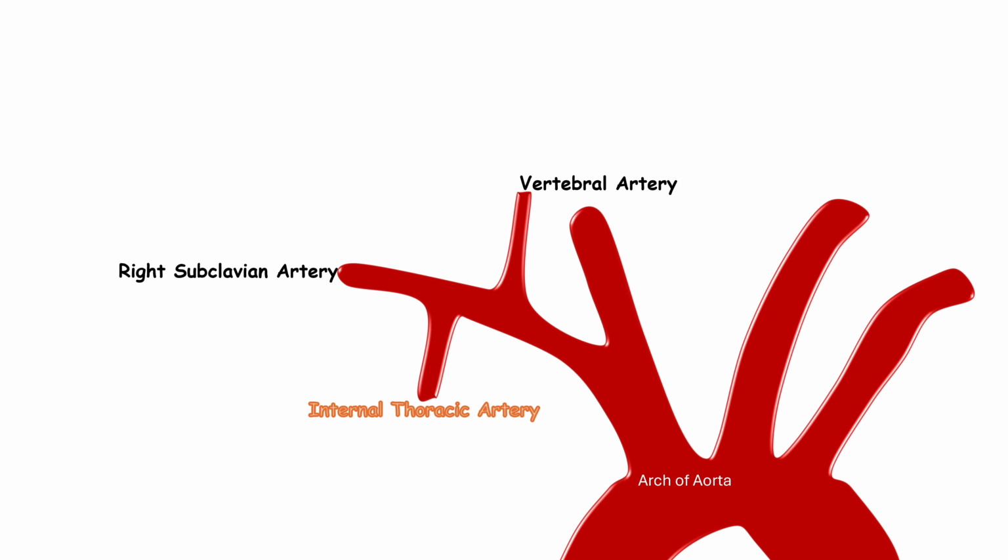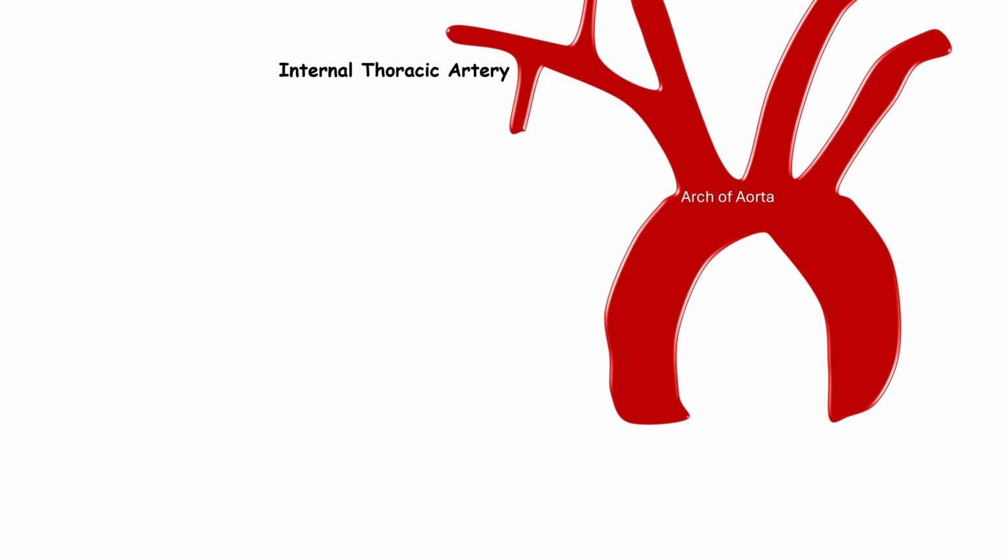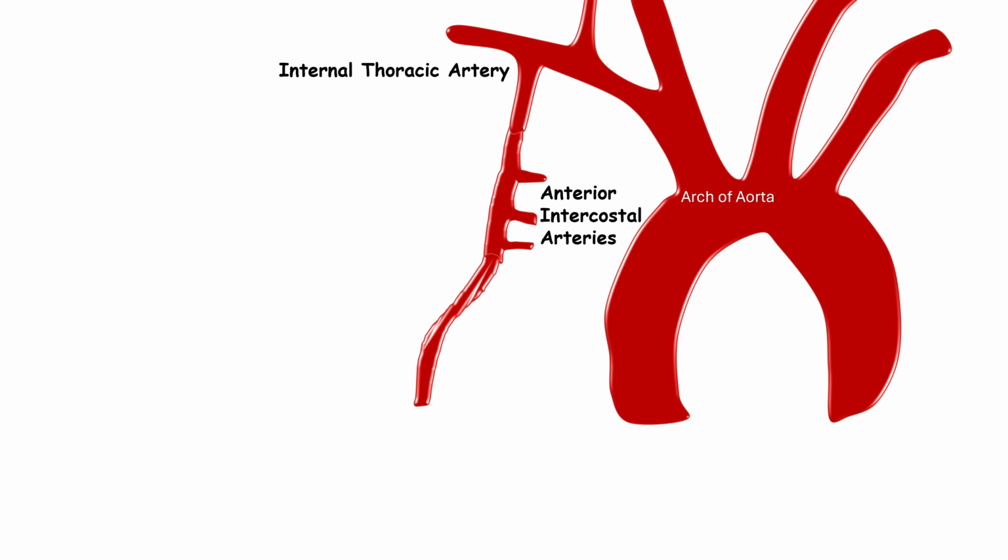Next, coming to the internal thoracic artery. The branches are divided into 2. The first one is the anterior intercostal arteries. Then it extends into the superior epigastric artery. It supplies the upper part of the rectus abdominis muscle and it anastomoses with the inferior epigastric artery.